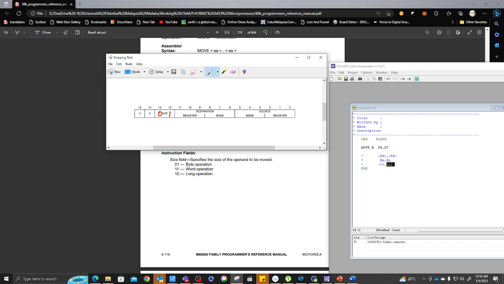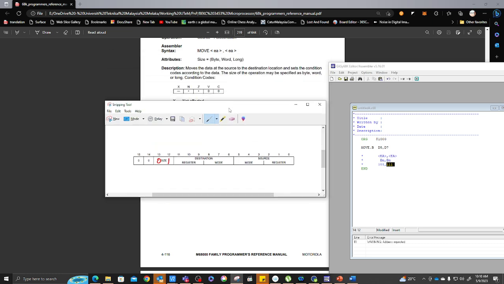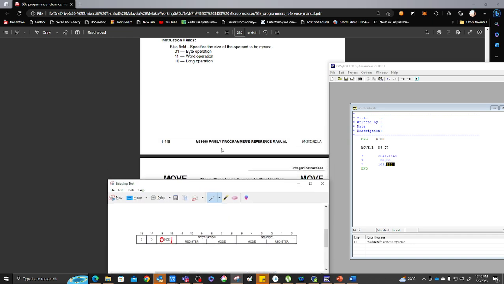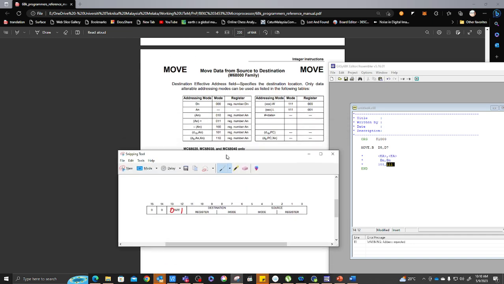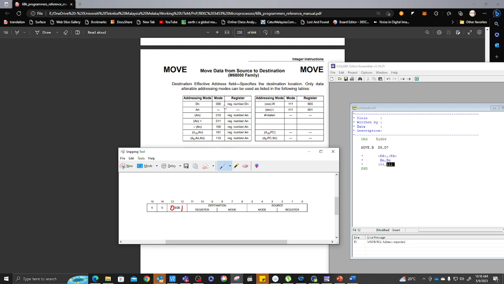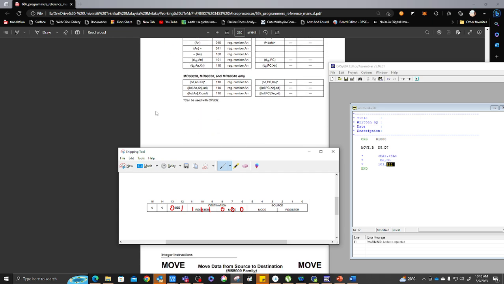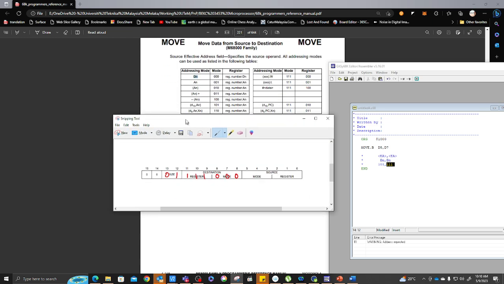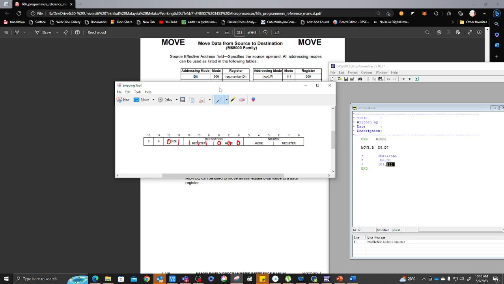Then you have your destination, register and mode. For destination here, you're going to use this pattern, DN. Mode is 00. Register number is this one, 111. So register number is 111, and then the mode is 000, right? This one. And then for the source, the mode is 000, and the register is 101. So you get all the information here already.